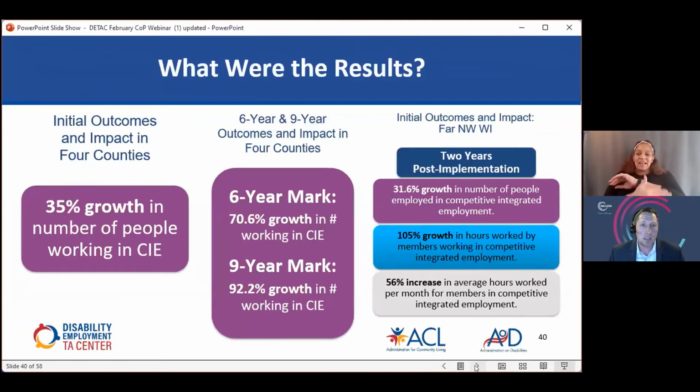So from a 9-year impact, looking back from 2012 on implementation to the end of year 9, in the first year we saw 35% growth in the number of people working in competitive integrated employment in those 4 counties. In year 6, we saw almost 70.5% growth in CIE. And at the 9-year mark, we were at 92.2% growth in the percentage of individuals working in CIE in those 4 counties.